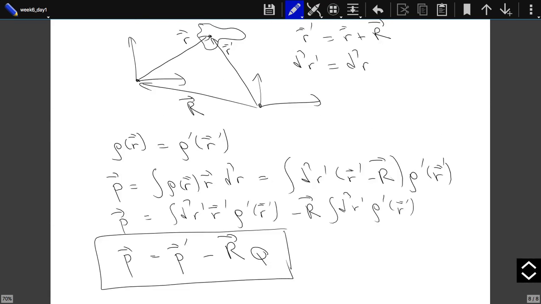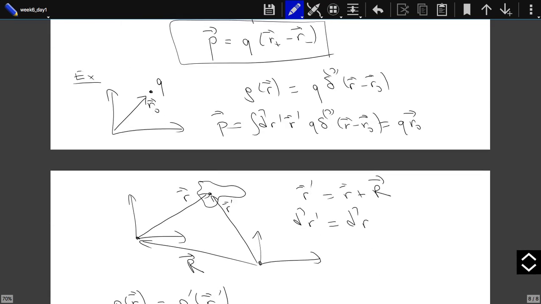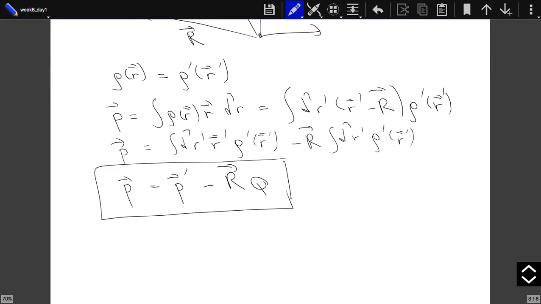But for systems like this point charge, the dipole moment depends on the choice of your origin. And if you change your origin, the dipole moment will change. And that is because your system is not neutral. So this is just a property of the dipole moment. It's not a problem, but it's just something to keep in mind.